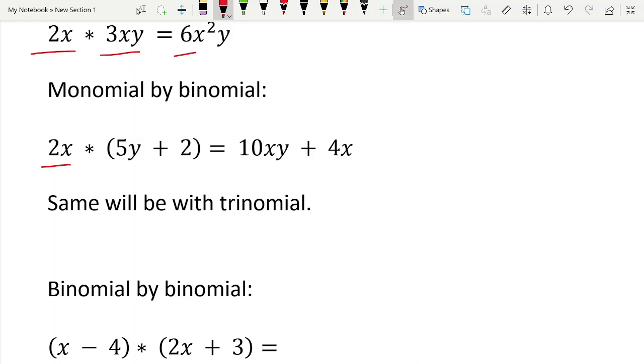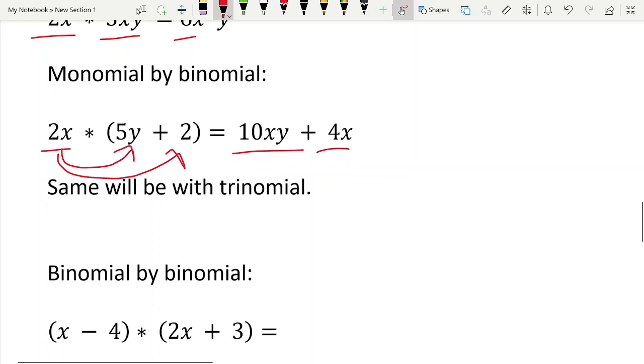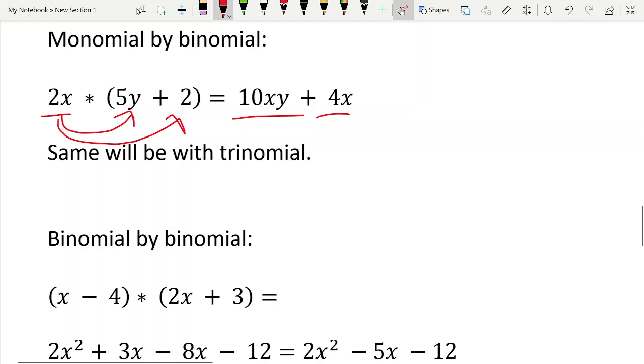But in this one, you multiply 2x by 5y first, then you multiply 2x by 2. So that's going to give us 2x times 5y is going to be 10xy, and 2x times 2 is going to be 4x, and that's going to be our answer. Now, if you're doing monomial by trinomial, the same thing will happen. So if you've got that theory in your mind, then you can do any number.